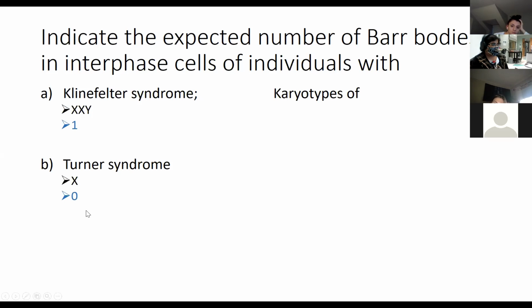But if you have two X's, like a female would have two X's, one of them would be a bar body. Okay. So if you ignore the Y here, if you had just two X's, it would just be one bar body because you have one other X to be active, right? In this case, there wouldn't be any bar bodies because you only have one X, and that one X has to remain active for it to be viable, right?